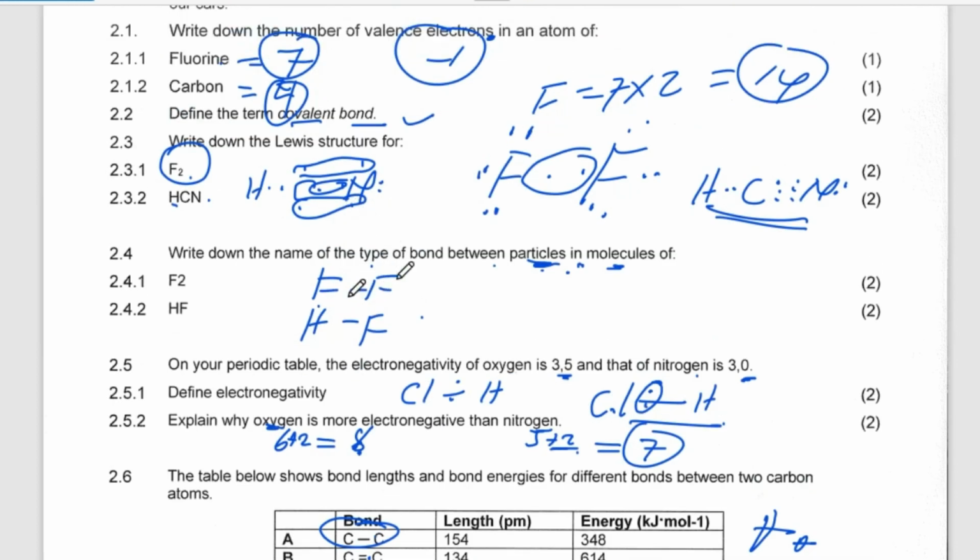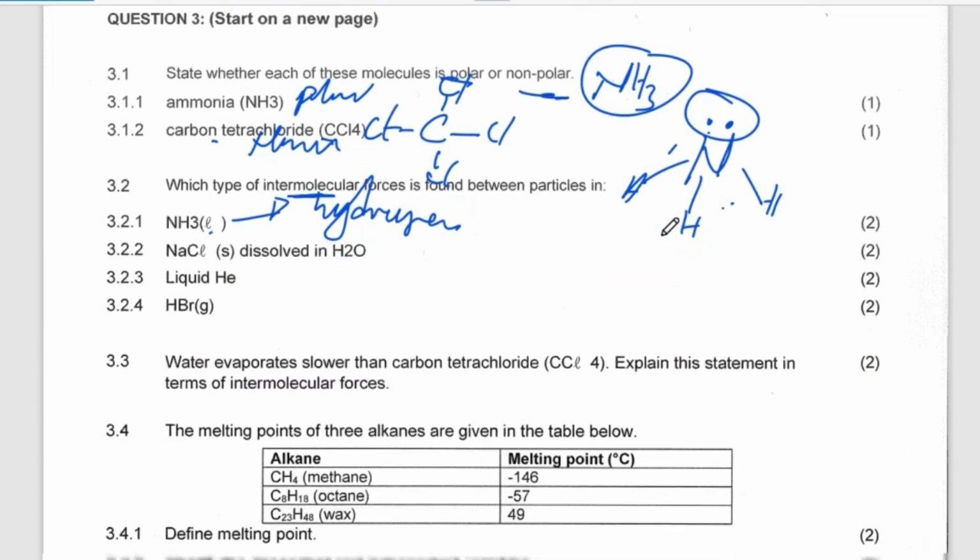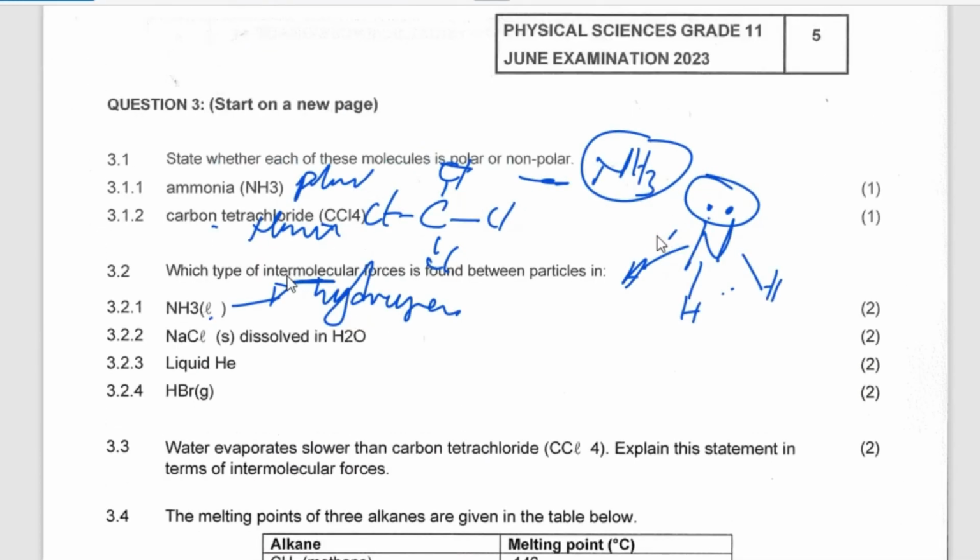You see this question, because here they say the type of bond between the particles in the molecule, meaning that they're looking for this, while here they're saying intermolecular. They didn't say intramolecular, because if they said intramolecular, they would be talking about covalent bond. But here they're talking about one ammonia and another ammonia, hence it is hydrogen bonds.